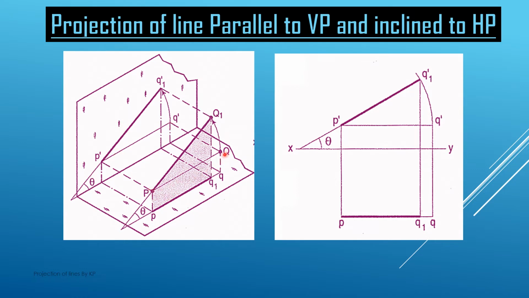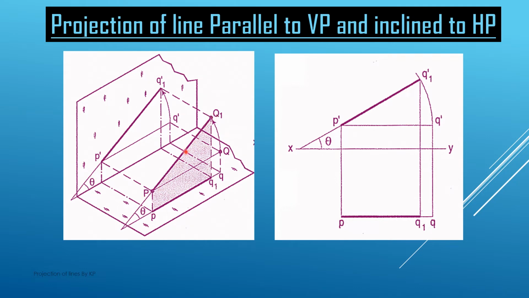Now as per the problem, we incline this line PQ by an angle of theta degree with the HP. So we incline this line, so the next position of the line will be P and Q1. And you see that from the back side, this line is making an angle theta with the horizontal plane. Now this is the final position of the line.